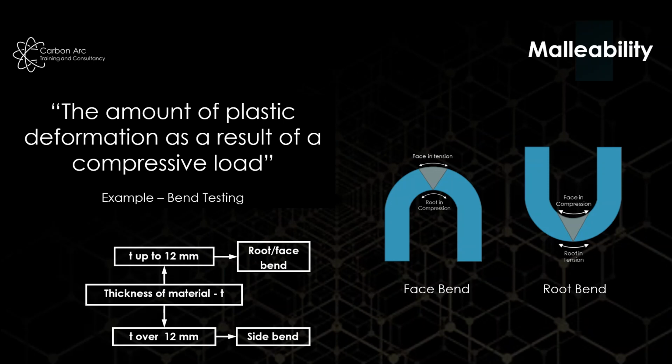So anything up to 12 millimeters, we would do root and face bends. Anything over 12 millimeters, we do a side bend. It makes it easier to do the test, because once we get to large thicknesses, it's quite difficult to get the samples to bend.